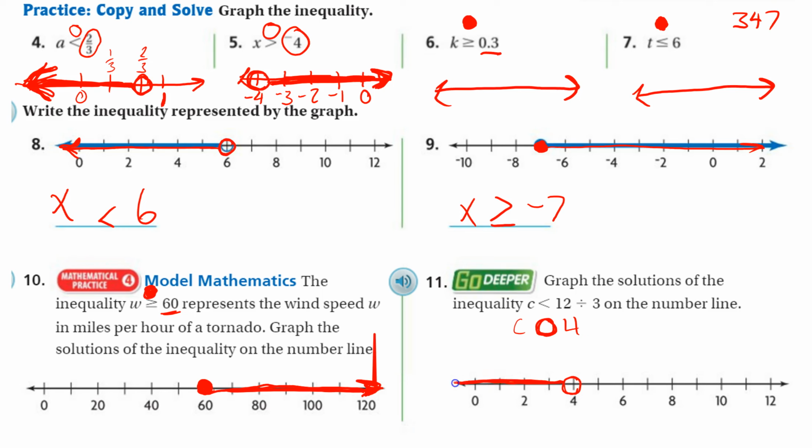So I shade to the left and point my arrow to the left, showing that C can't be 4, but it can be any of these values less than 4. So this was trying to throw us off, but we can do that operation to simplify it. And then it just becomes C is less than 4, which is now just like any other problem we've done.